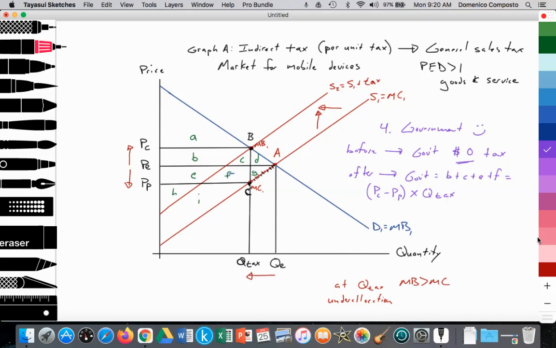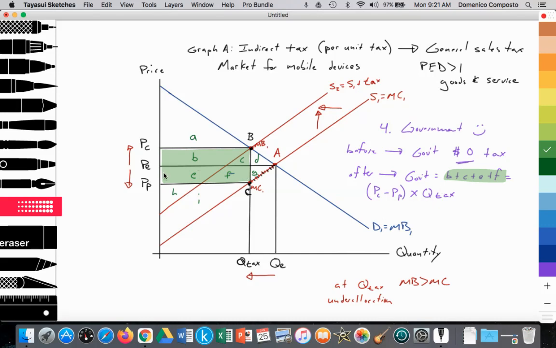Okay? So the government's better off because they are gaining tax revenue, which we can illustrate in this rectangular area here, BCEF. BCEF, equal to PC minus price received by producer multiplied by the quantity of tax, is the amount of money being gained by the government. That tax revenue can be used by the government to be reallocated back to society in provision of public goods and services. So this is not a welfare loss because it will be returned to society through government spending.